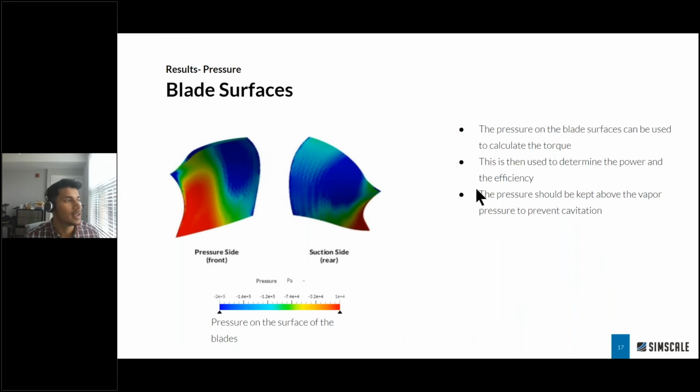The last thing I want to quickly show is looking at the pressures on the blade surface. This is what we use to calculate the torque. Once we have the torque, given the pressure differential on the blade surfaces, we can multiply it with the RPM to get the power, and that is how we would calculate the efficiency.